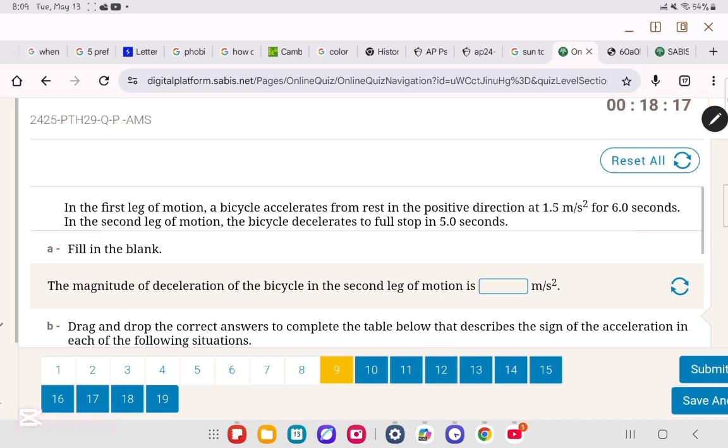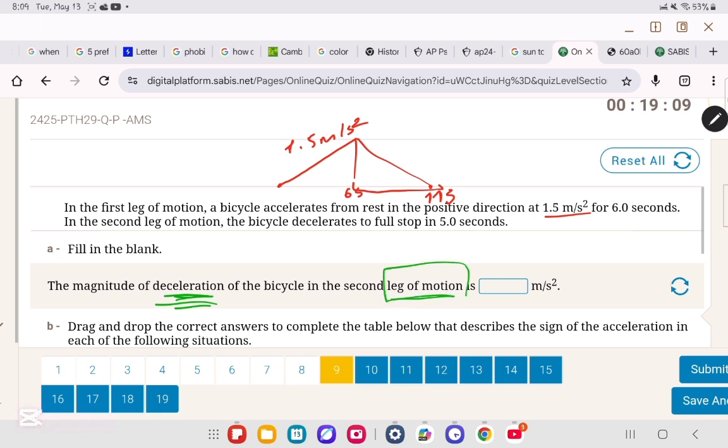Okay, very interesting. In the first leg of motion, a bicycle accelerates from rest. So let's draw it together. It accelerates from rest in the positive direction at 1.5 meters per second squared for 6 seconds. Then it decelerates to a full stop in 5 seconds. So if this is 6 seconds plus 5 seconds, this would be 11 seconds. But it's decelerating, so we need to find the magnitude of deceleration of the bicycle in the second leg of motion.